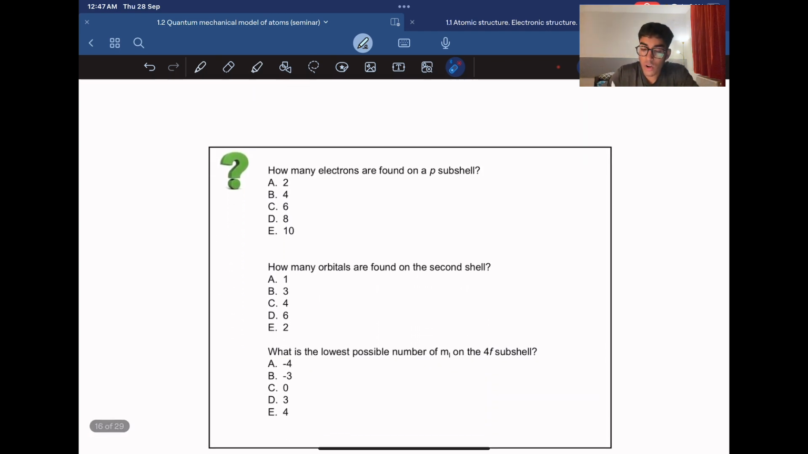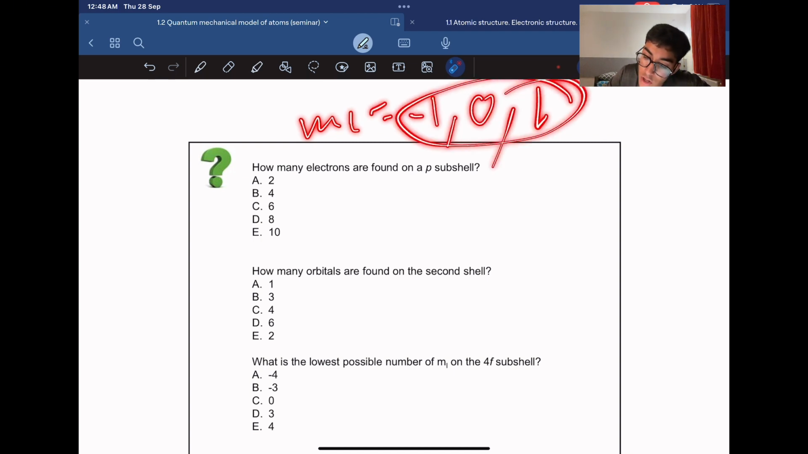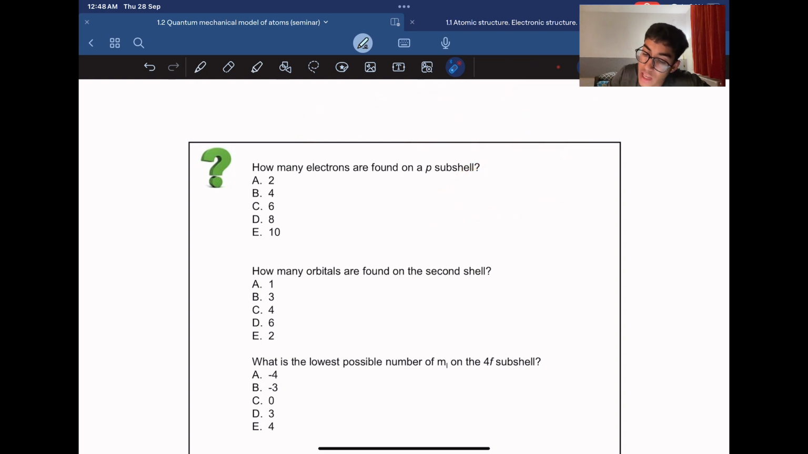How many electrons are found on a p subshell? Now, look at how I'm calculating this. Look at my thought process. When I see P, I write S, P, D, F, and I write 0, 1, 2, 3. So now I know P's value is 1. And that 1 is the L, the orbital shape number. Now if L is 1, I need to find the ML. ML is going to be from minus 1, 0 to plus 1. So I have 3 values for ML.